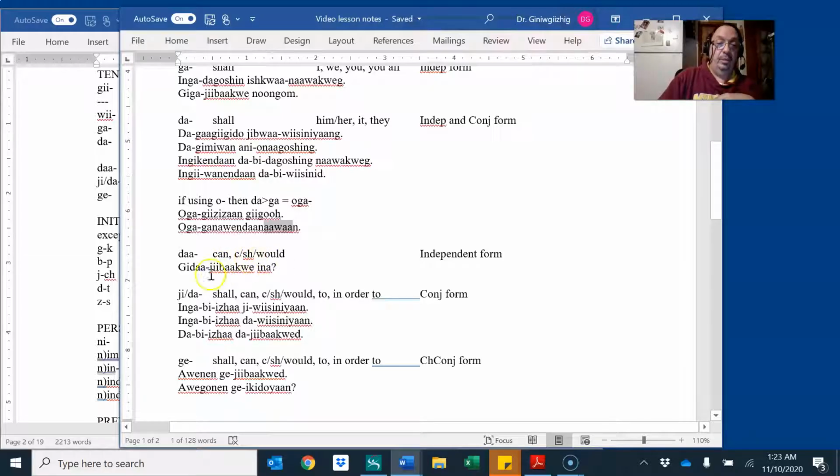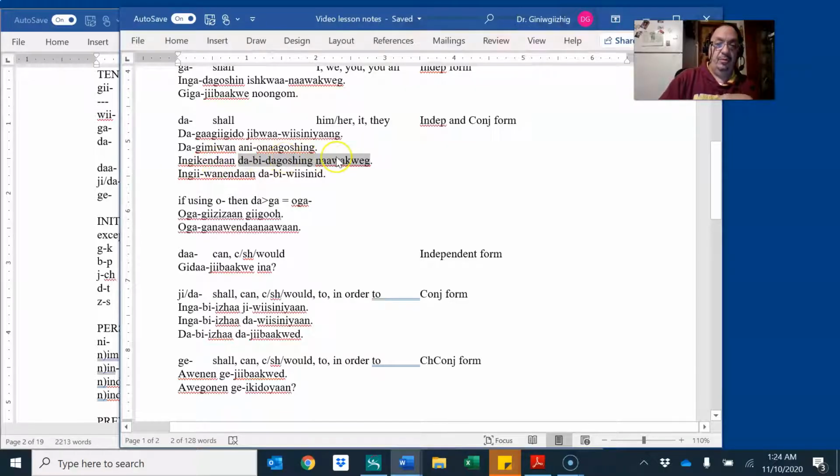Could, should, would. Gita, ji, ba, kwe, and na. You could cook. Yes or no? Could you cook? Gita, ji, ba, kwe, na. That's, da is used in the independent form. Well, backup, da can be used in the conjunct form. Here we use it conjunct. Conjunct means it's said in conjunction with the main clause or the main verb.